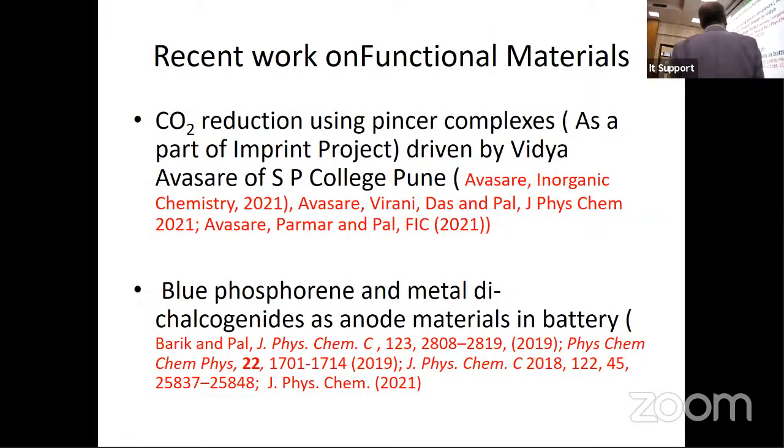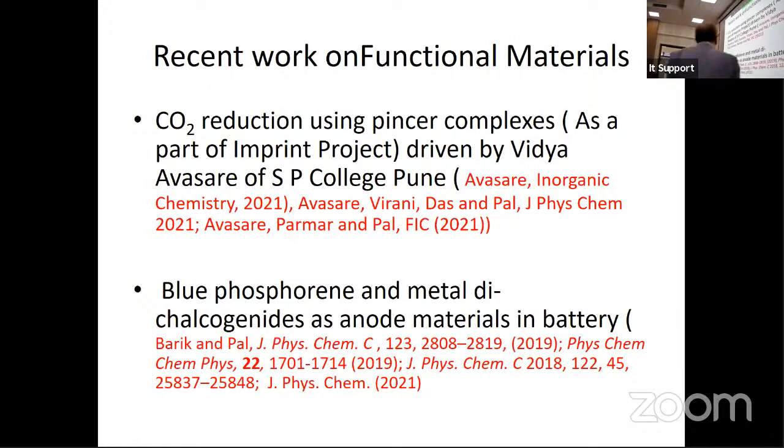I've been inspired, actually. I'm very happy to say Vidya Osare, who is working in a college in Pune, has introduced me to the problem. She's an expert in pincer complex, an organic chemist who moved into computational chemistry. So she published the first paper on her own in organic chemistry. It's really creditable. And then, of course, I also collaborated with her, but this is a project which is driven by her. I didn't know much about pincer complex, to be honest. And they could be a very good catalyst for CO2 reduction.